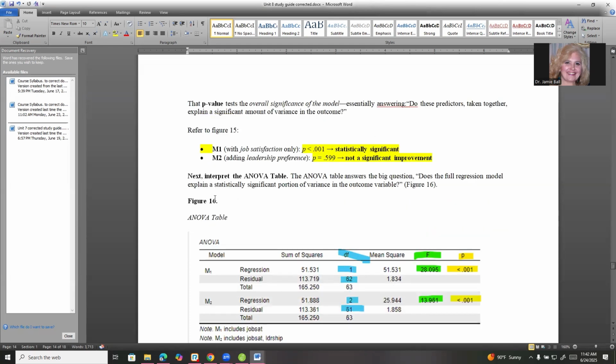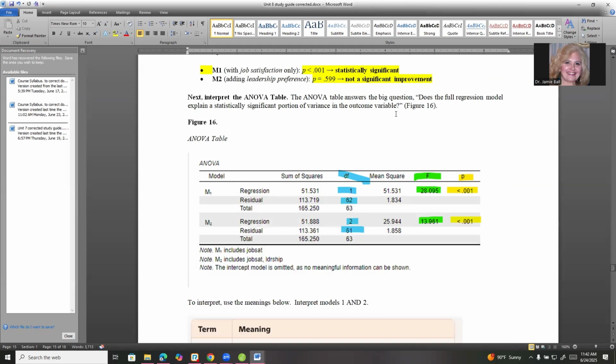All right. So the next thing we're going to look at now is our ANOVA table. And the ANOVA table answers the question, does the full regression model explain a statistically significant portion of the variance of the outcome variable? Okay, so does job satisfaction in model 1 explain a significant amount of organizational commitment? And in model 2, do job satisfaction and leadership explain a significant amount of organizational commitment?